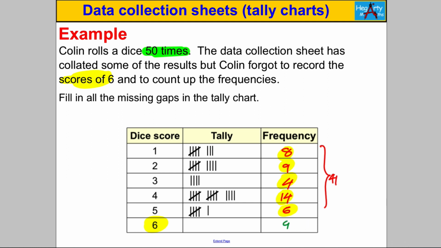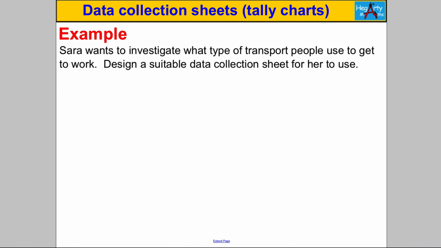So he must have got 9 sixes. So that would be a tally like this. It would be 5 here and 4 here. And there you go. We have done that question. Okay, next question. Pause the video.